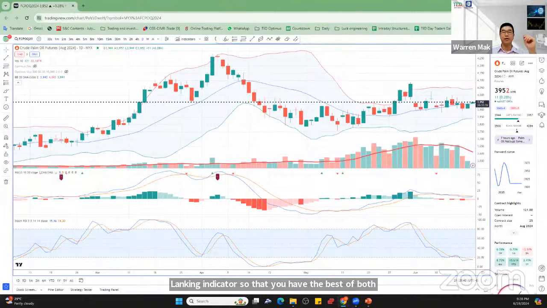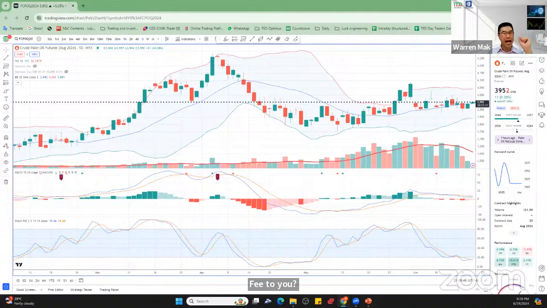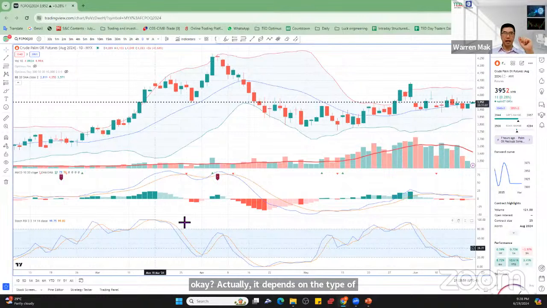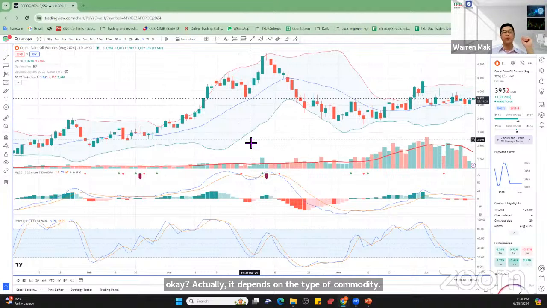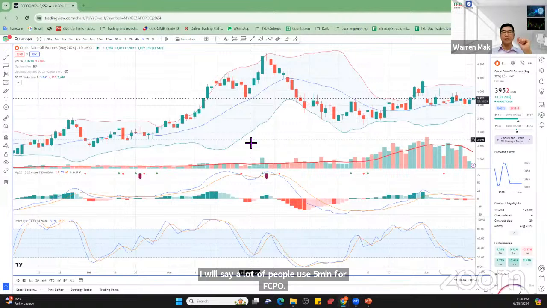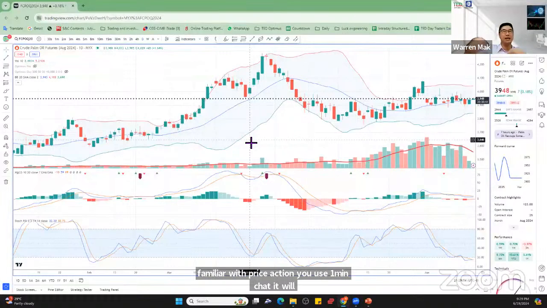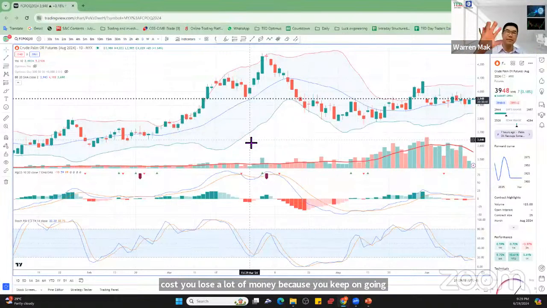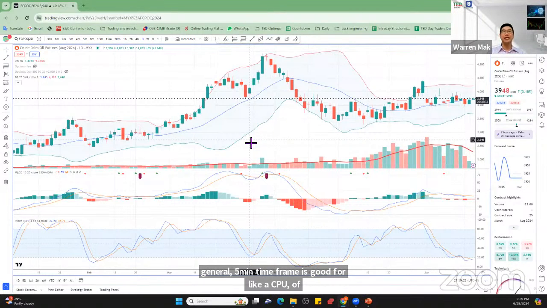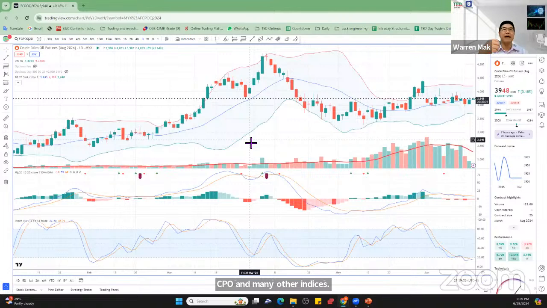For scalping and day trading, what is the time frame to use? What is the longest time frame to use? 15 minutes, 1 hour? Actually, it depends on the type of commodity. For example, a lot of people use 5 minutes for FCPO. For scalping, people use the 1 minute chart. But if you are not familiar with price action, using the 1 minute chart will cost you a lot of money because you keep going in, coming out, going in, coming out. In general, the 5 minute time frame is good for FCPO and many other indices. If I want to trade, for example, the Hang Seng Index, I will use 5 minutes. I will not use 15 minutes.